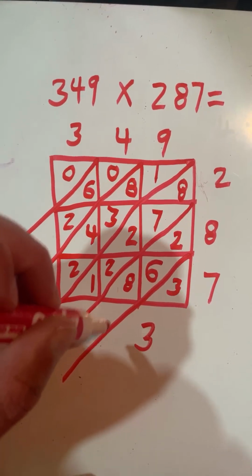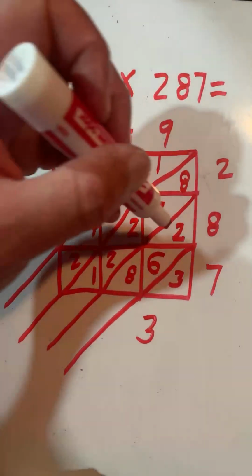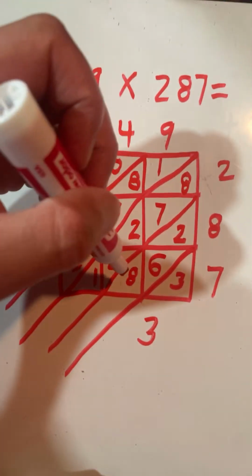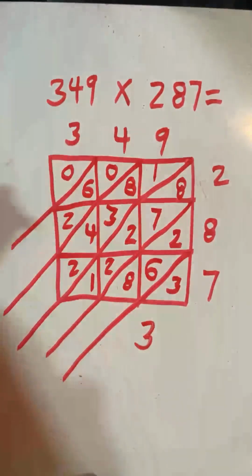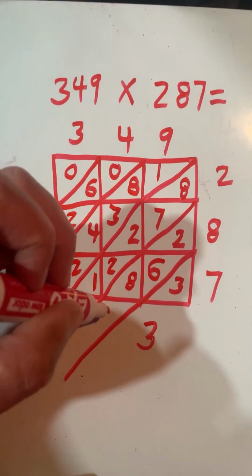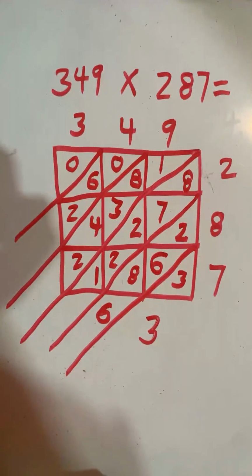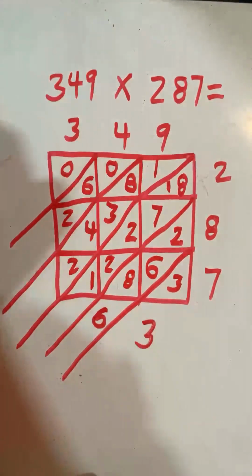Now, the sum of the numbers in between these two diagonal lines represent the number in the tens place. So we have to add 2 plus 6 plus 8. 2 plus 6 equals 8, plus 8 equals 16. We have to regroup since our sum is more than 10, so the 6 in 16 goes in the tens place. The 1 gets carried over to the hundreds place.